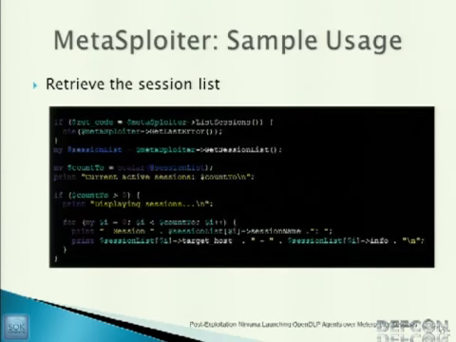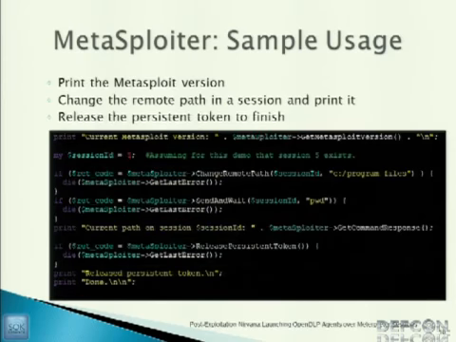I created a list sessions method, which will list all the sessions on the Metasploit system, and get session list will return that list as an array of hashes. And this code here just walks through that array and prints out the IP address and some info about the host. I have a method get Metasploit version, which will get the current Metasploit version, obviously.